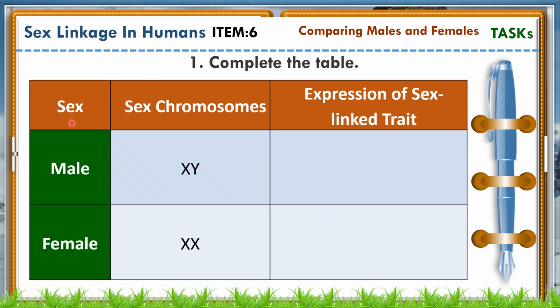So we have our sex, which is male and female. The chromosomes for the male are XY, and for the female are XX. Now, we want to give the expression of the sex-linked trait. If it is XY, what is the expression for the sex-linked trait?